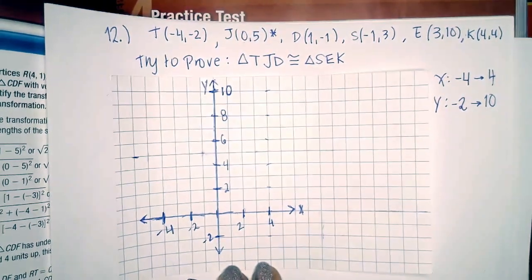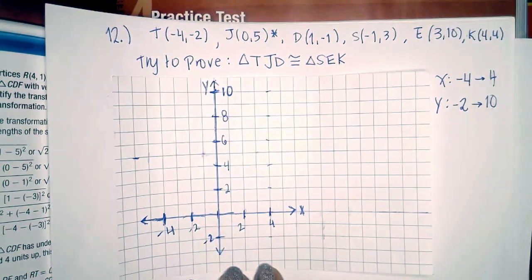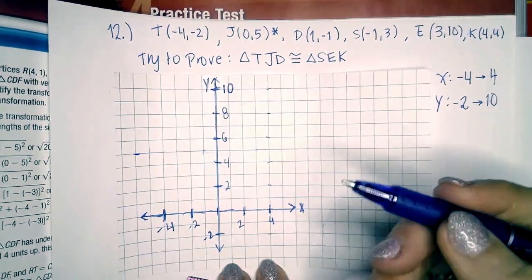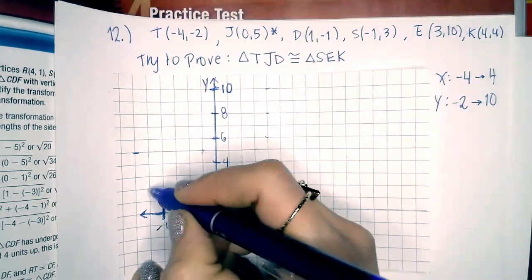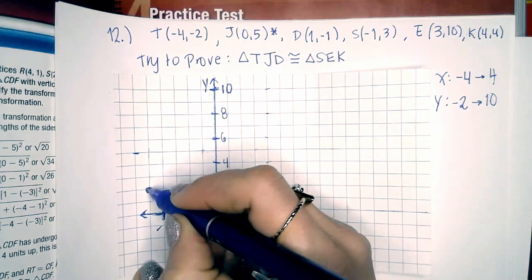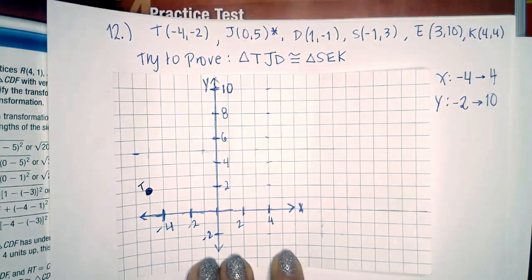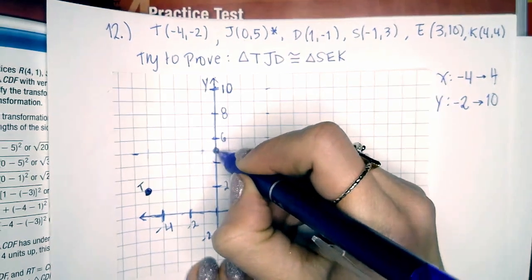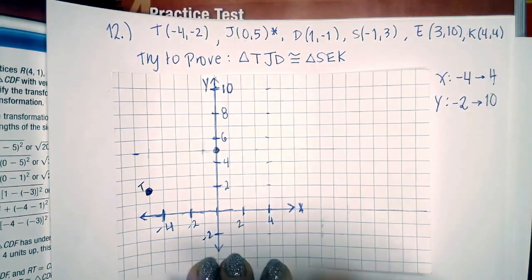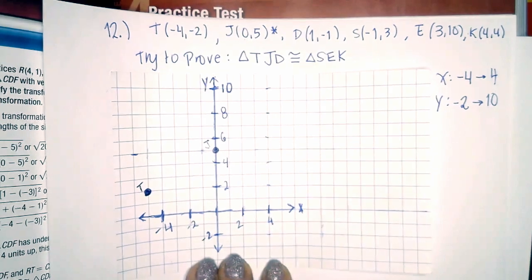All right, so I'm just going to plot my coordinate points now, and I'm going to do them each in a different color because Jonah warned me that they're going to overlap. So -4, 2, that's this point right over here, and that's point T. Next, I have 0, 5. That should be up here. 0, 5. That should be point J. Am I correct? Oh, -2.